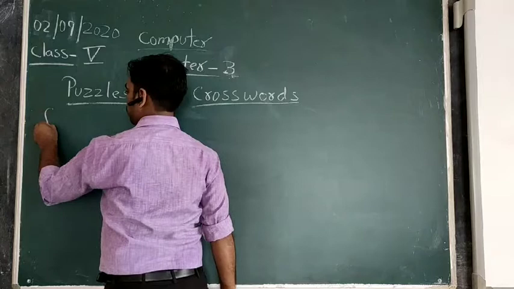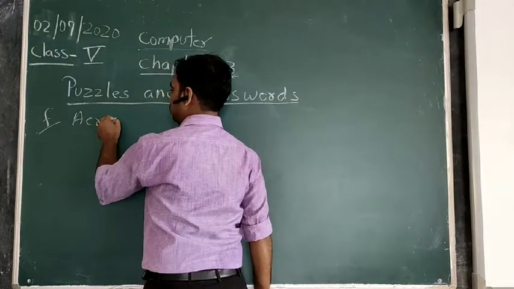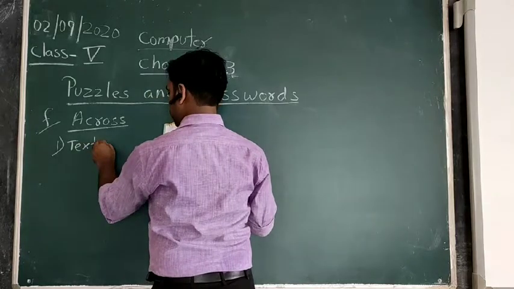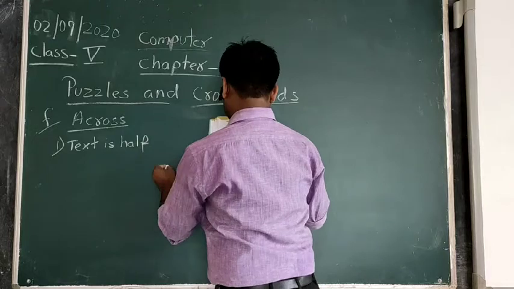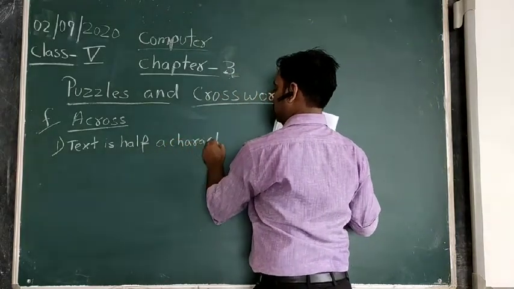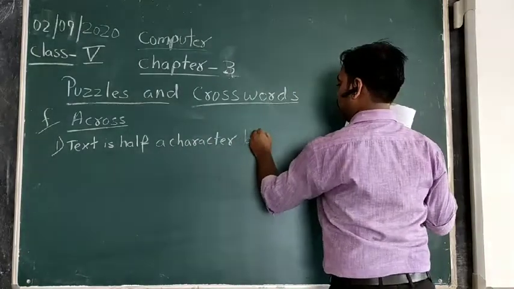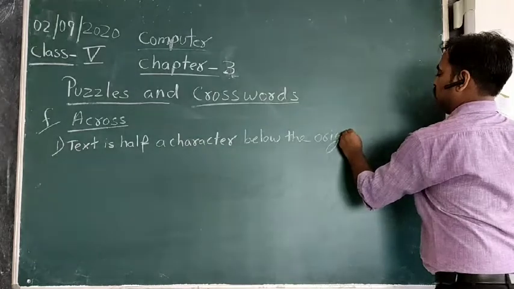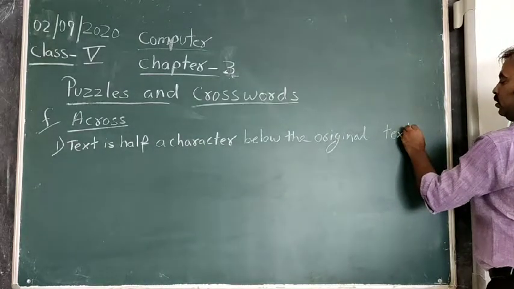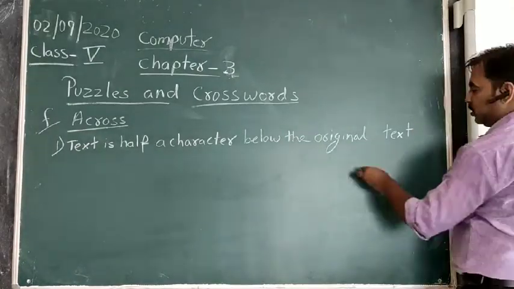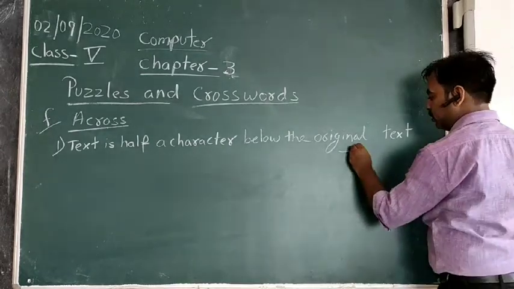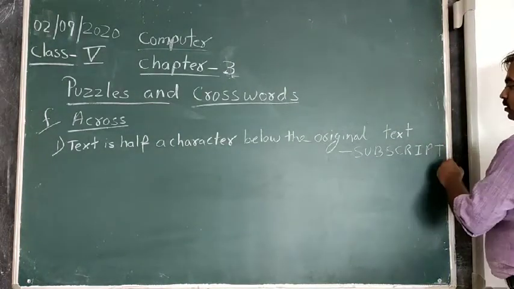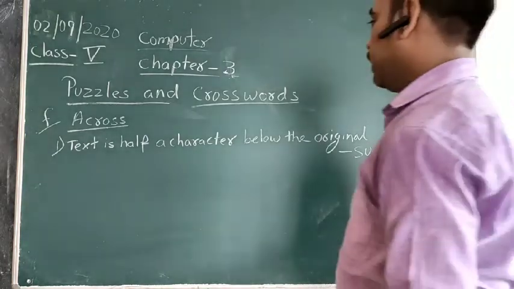Third chapter. First one, across. The text is half a character below the original text, and the correct answer is subscript, S-U-B-S-C-R-I-P-T. Subscript. Okay.